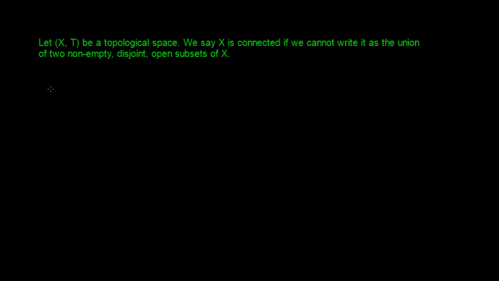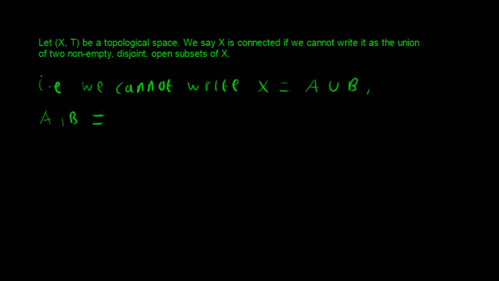Now, we need a rigorous definition here. If we look at the text, I've taken a topological space, capital X and capital T, and we say X is connected if we cannot write it as the union of two non-empty, disjoint, open subsets of X. Let me write that in slightly more mathematical notation. I.e., we cannot write X is equal to A union B, where A and B are not empty.